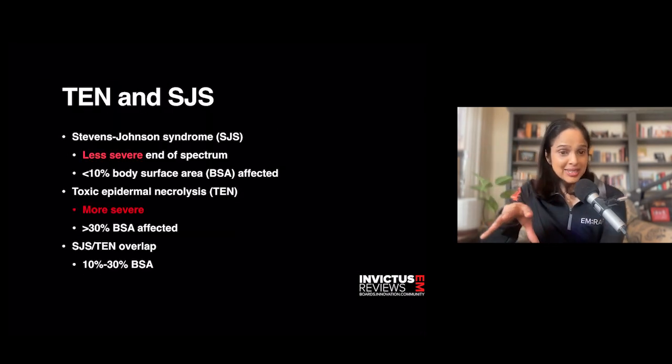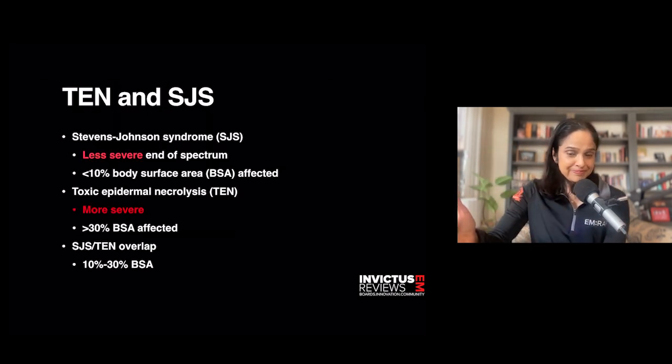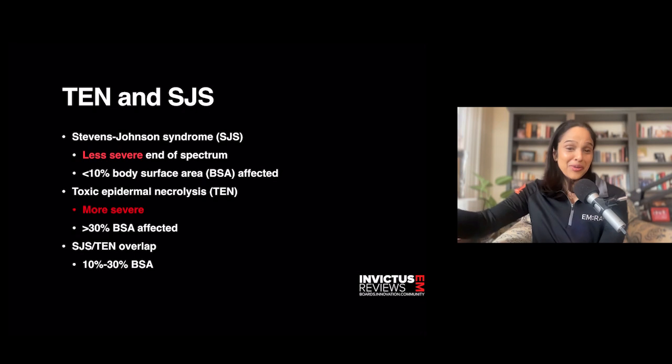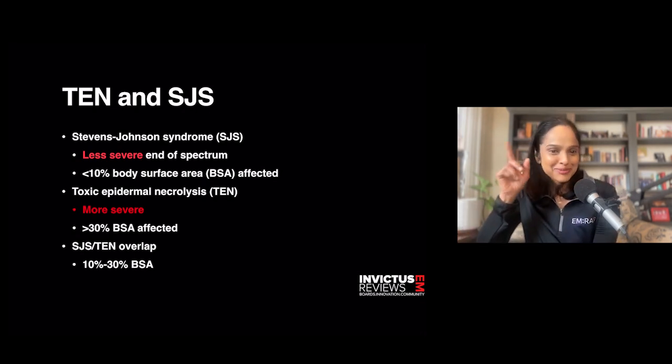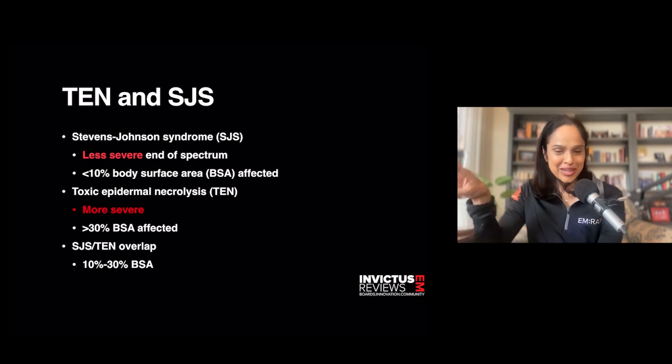So the SJS is the less severe end of the spectrum. What's an easy way to remember this? Yeah, it's got a scale of 1 to 10. 10 is the worst. You have to remember that 10 is the worst. It's like the most severe manifestation is 10.